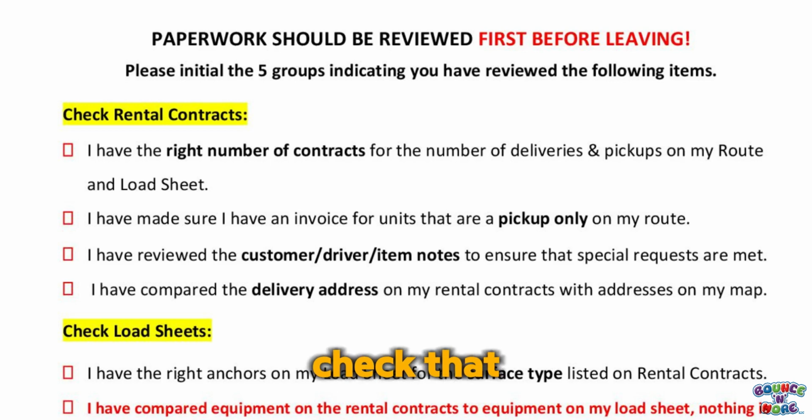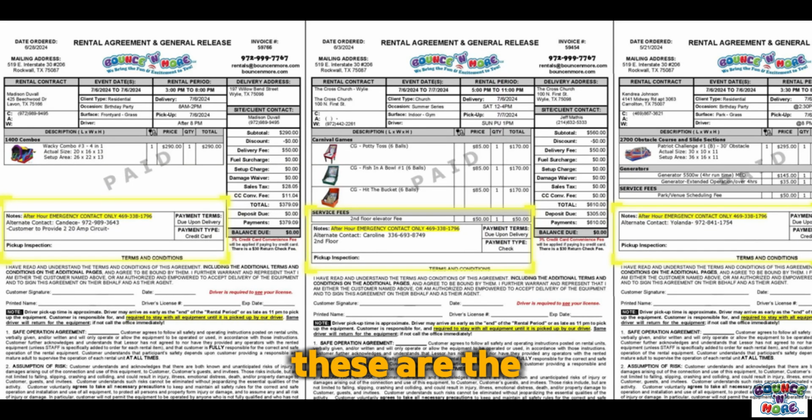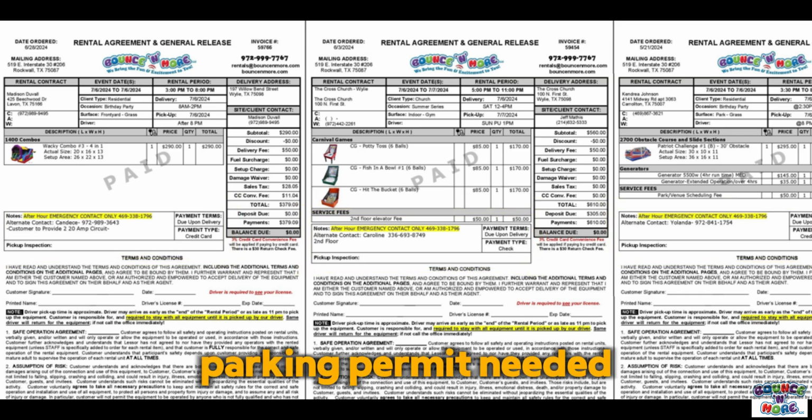Now I must check that I have reviewed the customer/driver/item notes to ensure that special requests are made. These are the notes I need to check for. Examples of notes that would be here are gate codes, alternate contacts, any special directions, and for larger events it can list whether the units are on concrete or grass. It can also list if there's a site setup map or a parking permit needed.